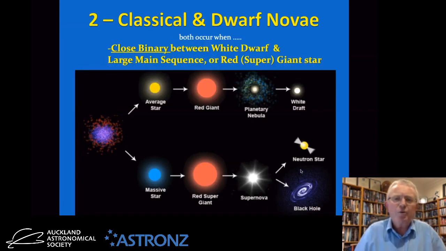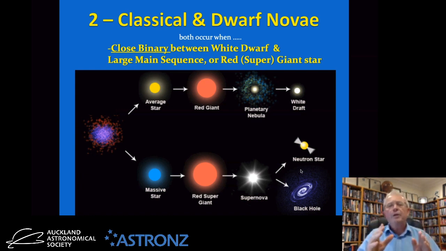So let's go ahead now and talk about novae. Yep, there are 2 main types of novae, classical and dwarf. And they both occur when you get a close binary system between a white dwarf and particular types of stars. Now, let's back up a little bit. What is a close binary?